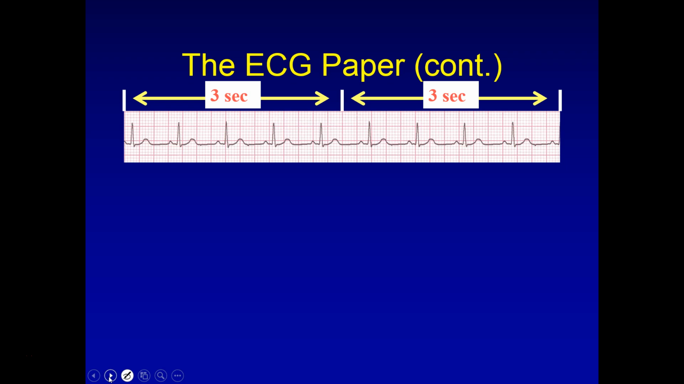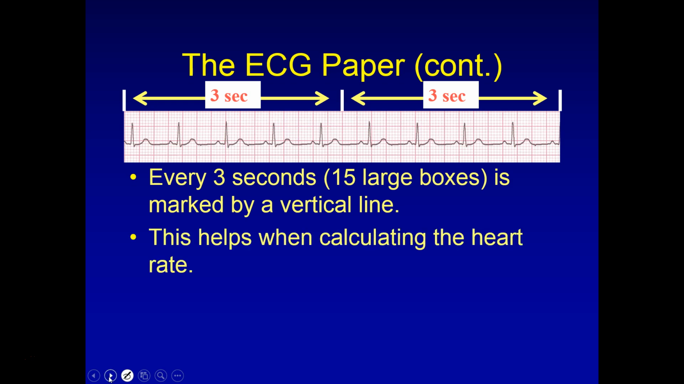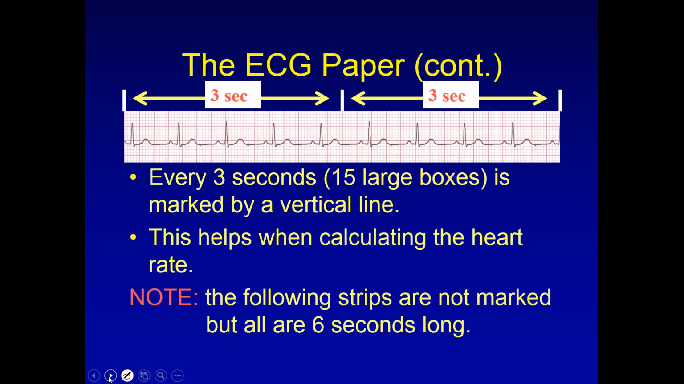So on the EKG paper, you have these dark hash marks. Sometimes the EKG papers are different, and they may have a star or a triangle or a diamond signifying significant timelines on the paper. It's usually divided into 3-second marks, and so you can use that to come up with a 6-second strip. So every 3 seconds, 15 large boxes is marked by a vertical line. And this helps when calculating the heart rate.